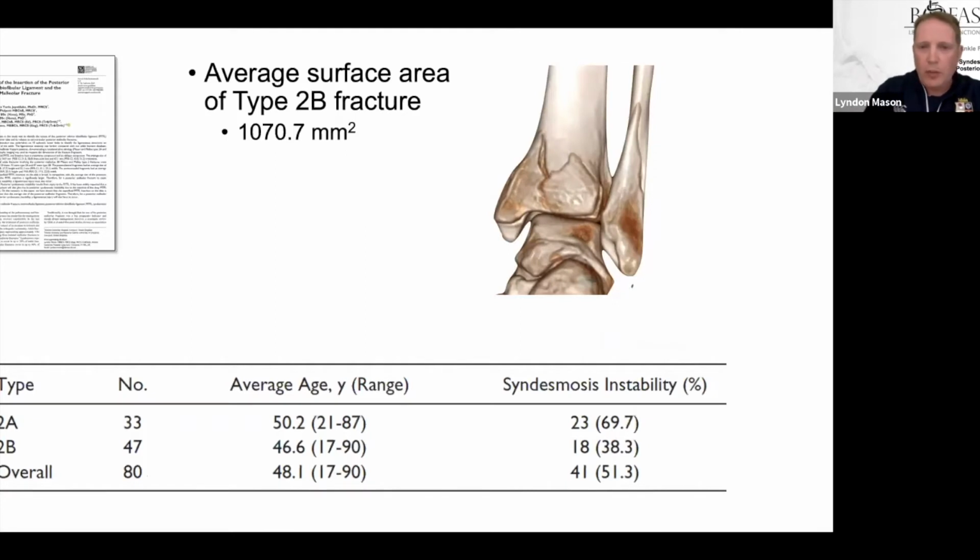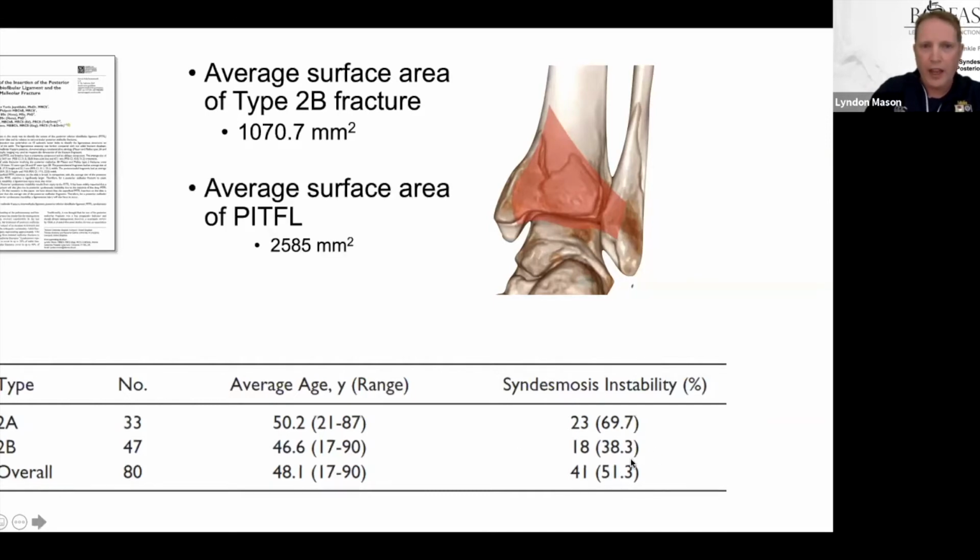So if you talk about, well, do the bones make a difference? We talk about the ligaments. The incisura is actually a very shallow cup, so it doesn't really give you much bony stability. This is a paper I've already mentioned with the average surface area type 2B fracture. If you look here, the type 2B, which is the larger bony injury, actually had less syndesmotic instability.